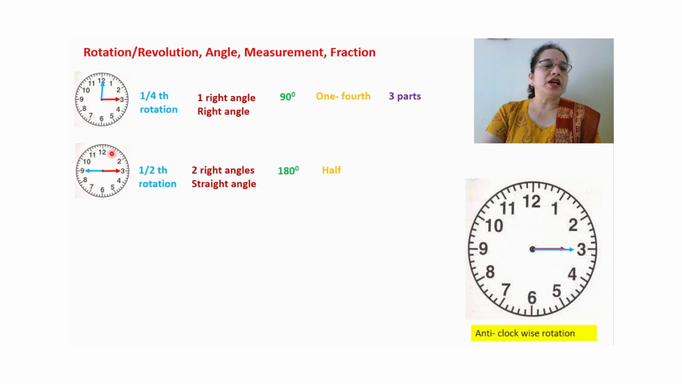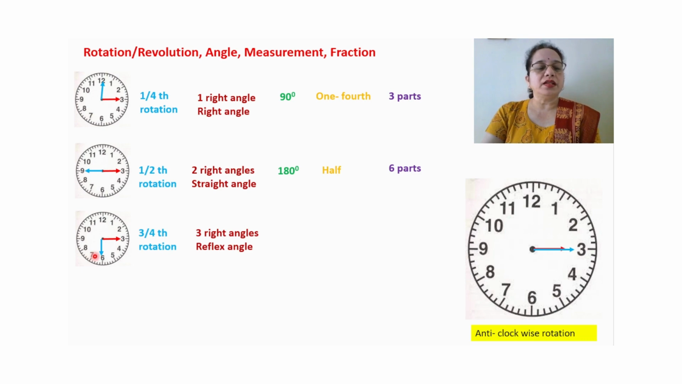And how many parts are there? So 1, 2, 3, 4, 5, 6. There are 6 parts. Another figure, this blue color arm is rotated from this place and it has reached number 6. So this much area is the 3/4 part of the circle. So 3/4 rotation. How many right angles? One right angle, second right angle, and here you will get the third right angle. So three right angles are there.